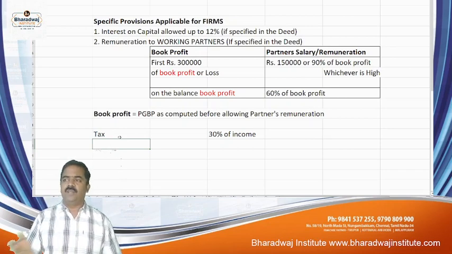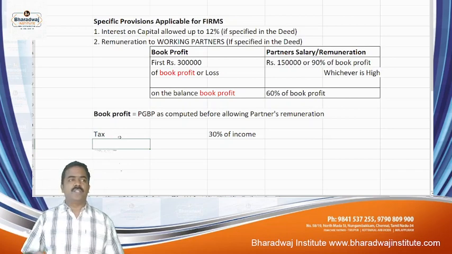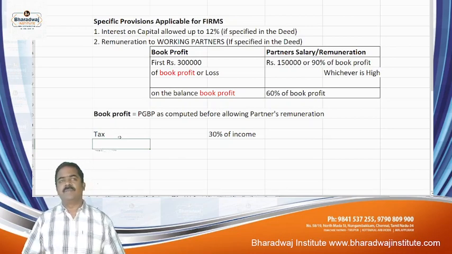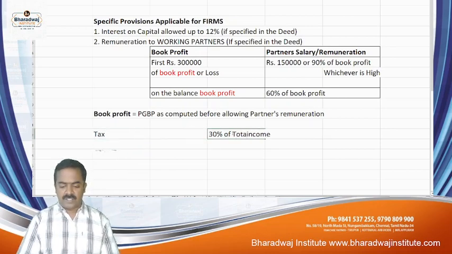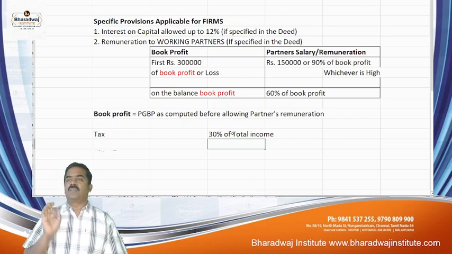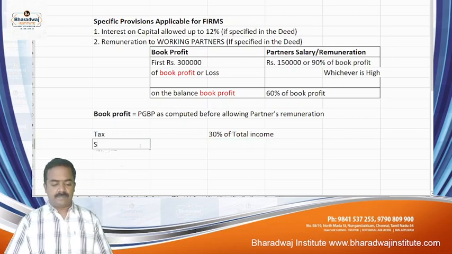Then you can go for set off, carry forward and all. You can claim deductions. For a partnership firm also, for employment of new workmen, etc., the deduction can be given. Then you get taxable income. What is the tax payable? 30% of total income. Sir, what about special rate tax items?